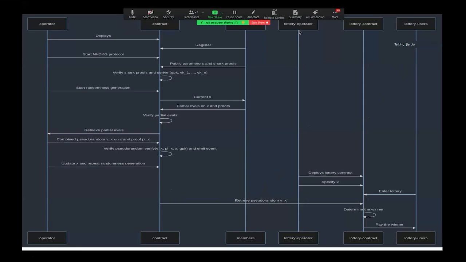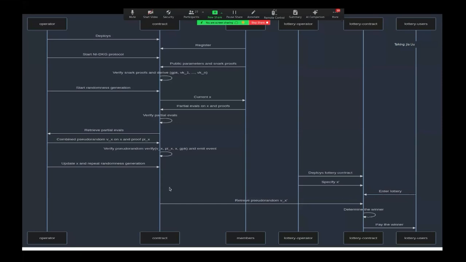So the lottery operator deploys the lottery contract to specify the public input X prime that will be used for generating the random permutation. At this point, the random output that corresponds to X prime hasn't been produced. And before the production starts, the users can enter the lottery, placing bets and transferring several Ether to the contract.